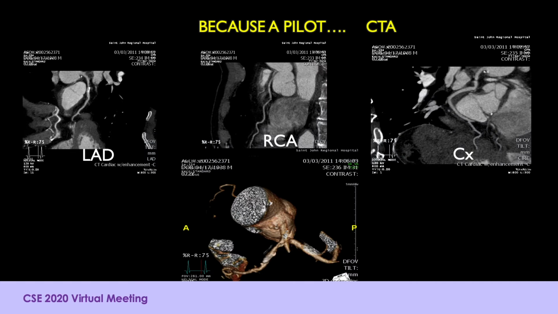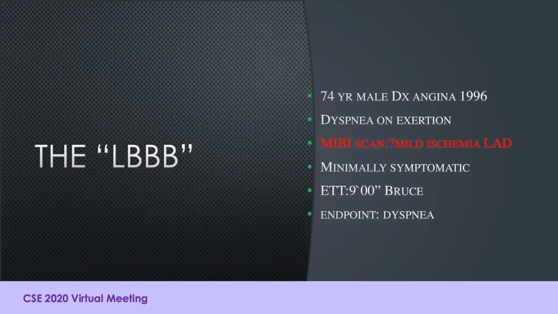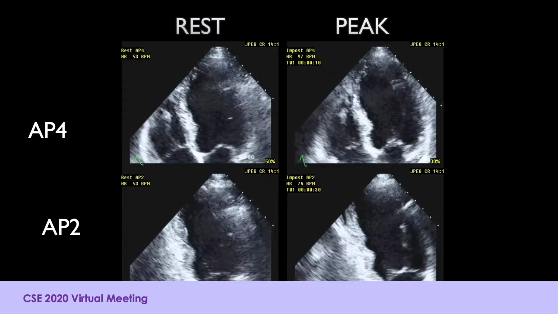And this did show some calcium in the proximal LAD, but no obstructive coronary artery disease, and he was given his license. The next challenge in stress echo I thought I'd like to highlight is the left bundle branch block. This can be difficult with stress echocardiography.